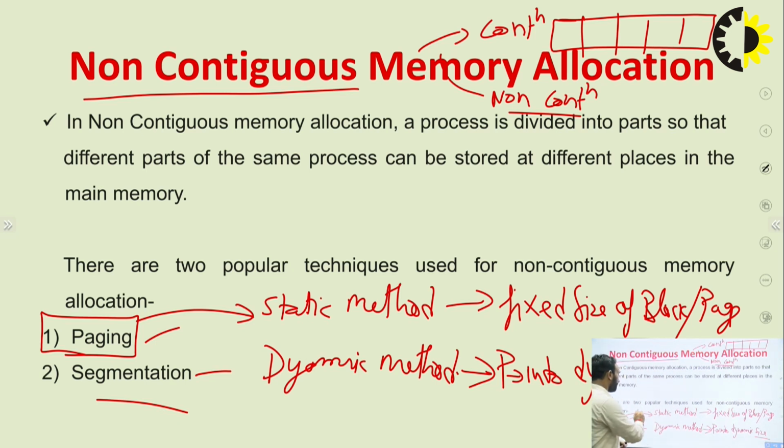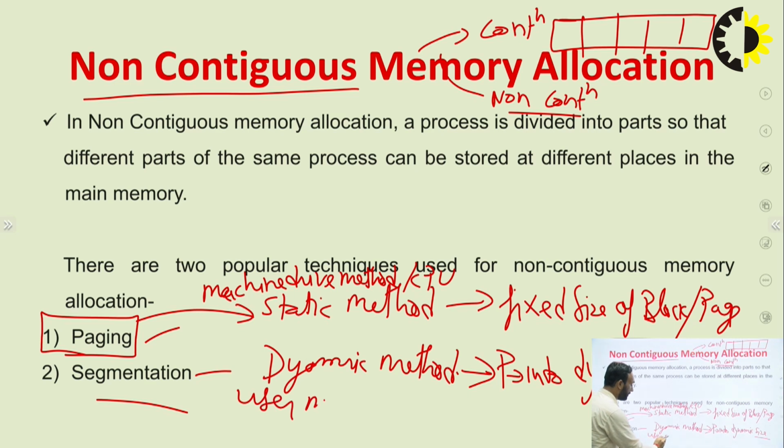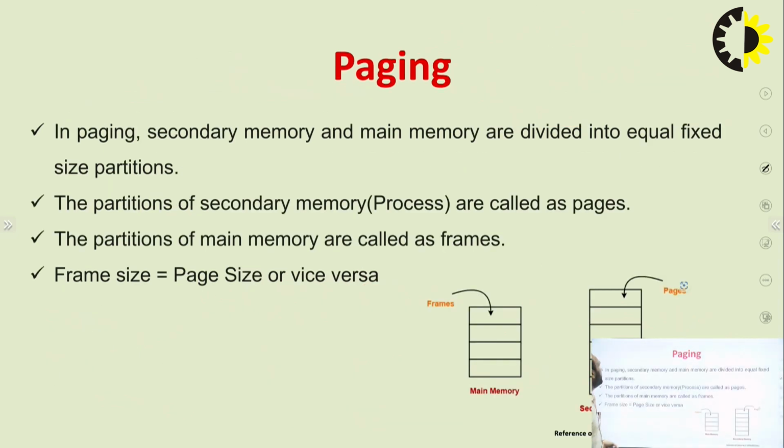Paging is a machine driven method, or we can say done by the CPU. Segmentation is a user method, which I will discuss in detail here.